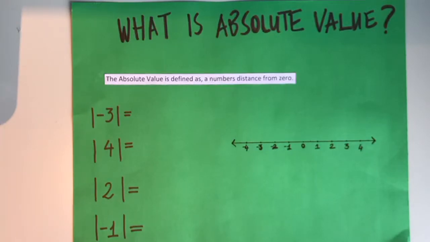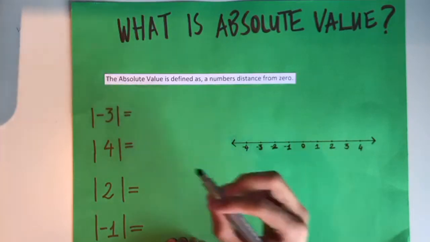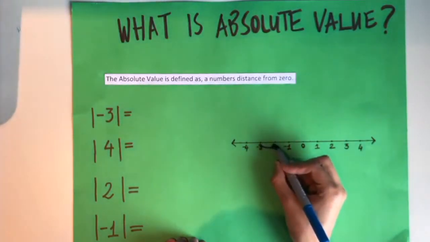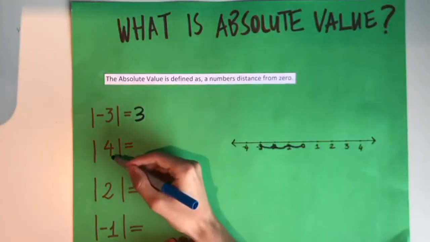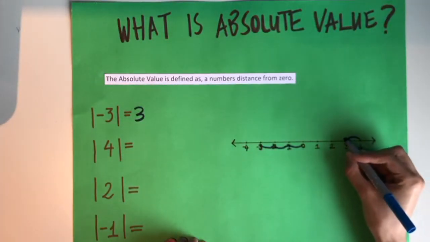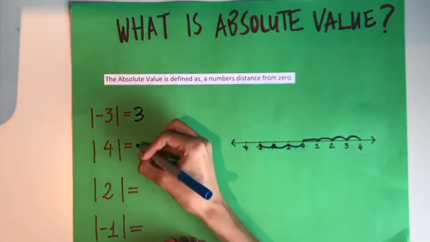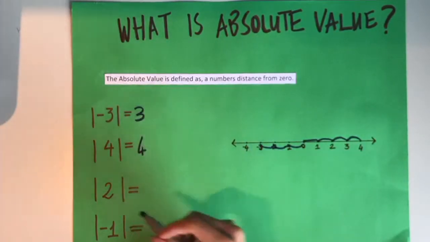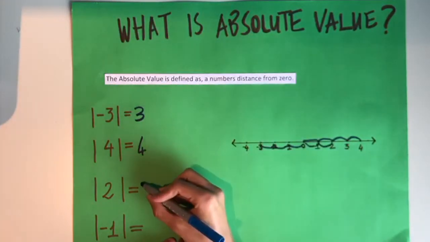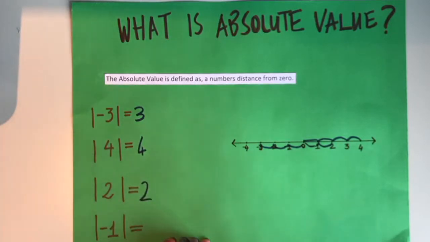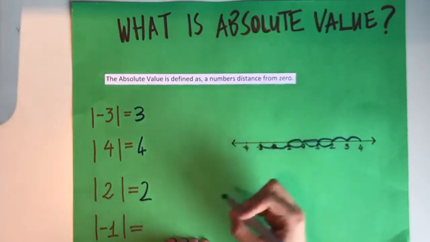What is absolute value? The absolute value is defined as a number's distance from 0. So with this information, let's do the examples. First of all, minus 3 in absolute value sign: 1, 2 and 3. So 4 in absolute value sign: 1, 2, 3 and 4. 2 in absolute value sign: 1 and 2. Minus 1 in absolute value sign, 1.